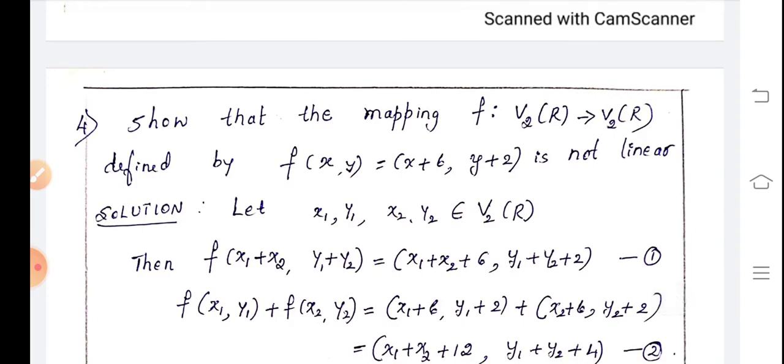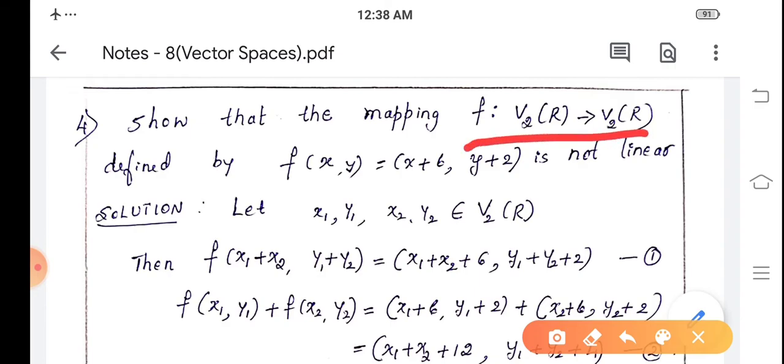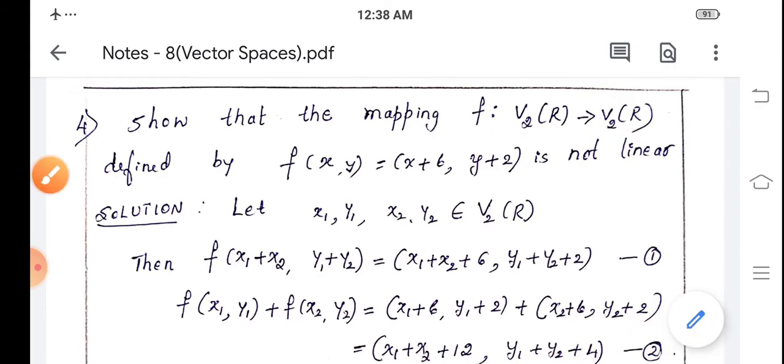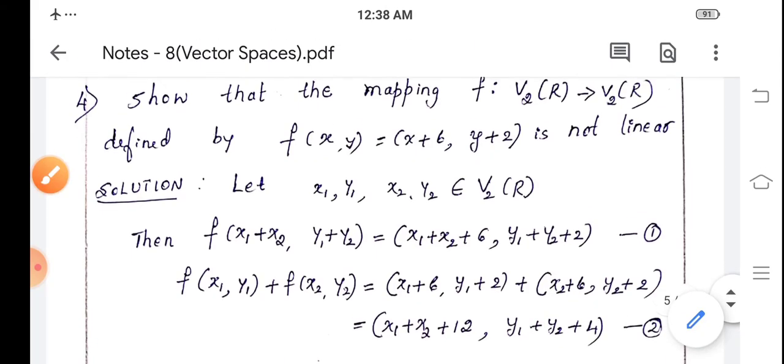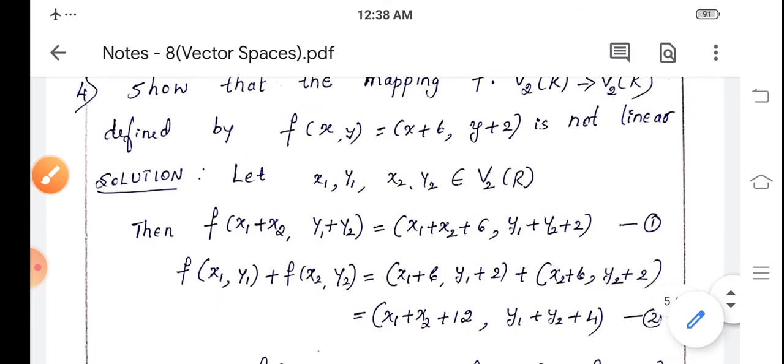Then the next question, it is question number 4. Show that the mapping f from V2 to V2 defined by f of (x, y) equal to (x plus 6, y plus 2) is not a linear transformation. Here also we shall verify the conditions. If the conditions are satisfied, then we say that it is a linear transformation. Otherwise, it is not a linear transformation.